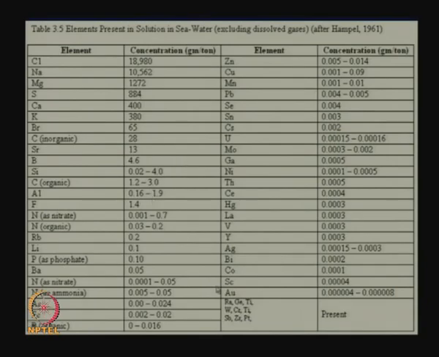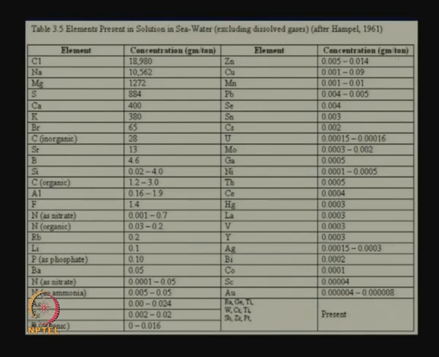In fact, you will be surprised to note that there is also gold and silver in seawater. You will see there is gold also. Now, you might think this gold, at 0.000004 to 0.000008, means nothing, but that is not true. We are giving them here in gram per ton.